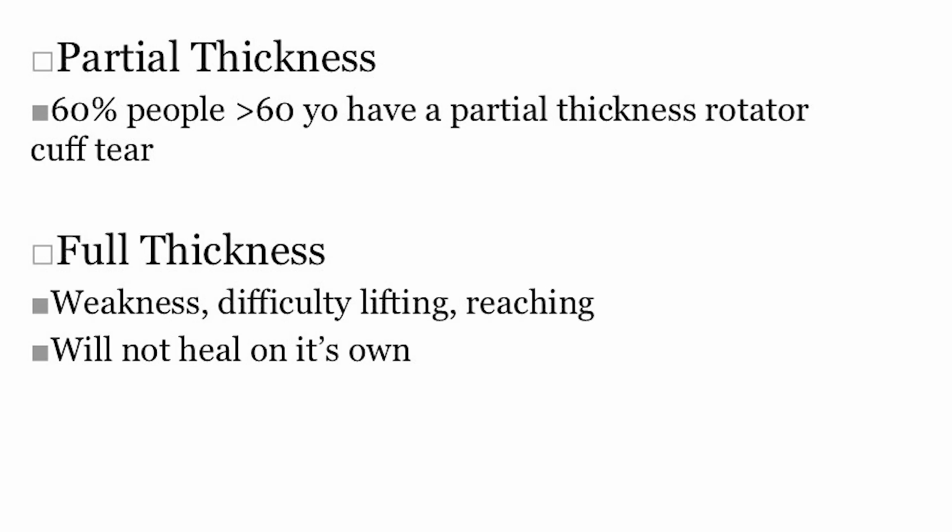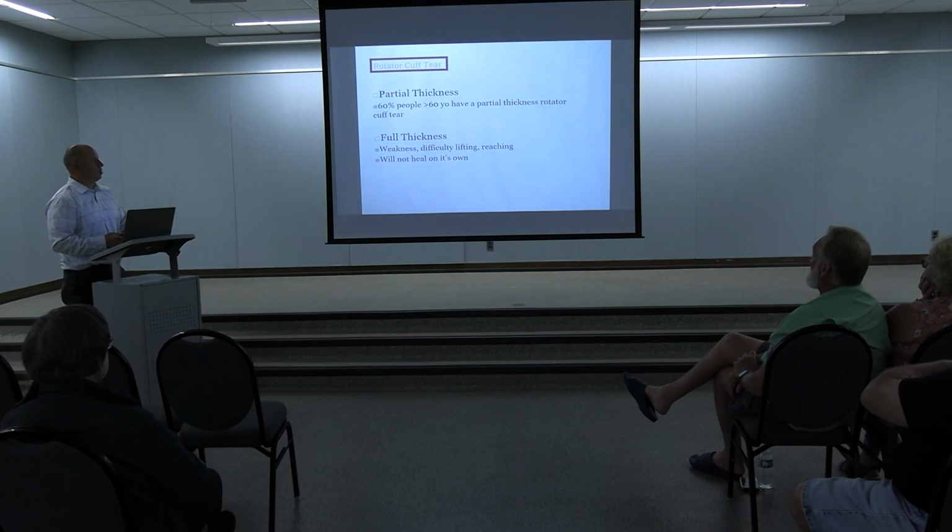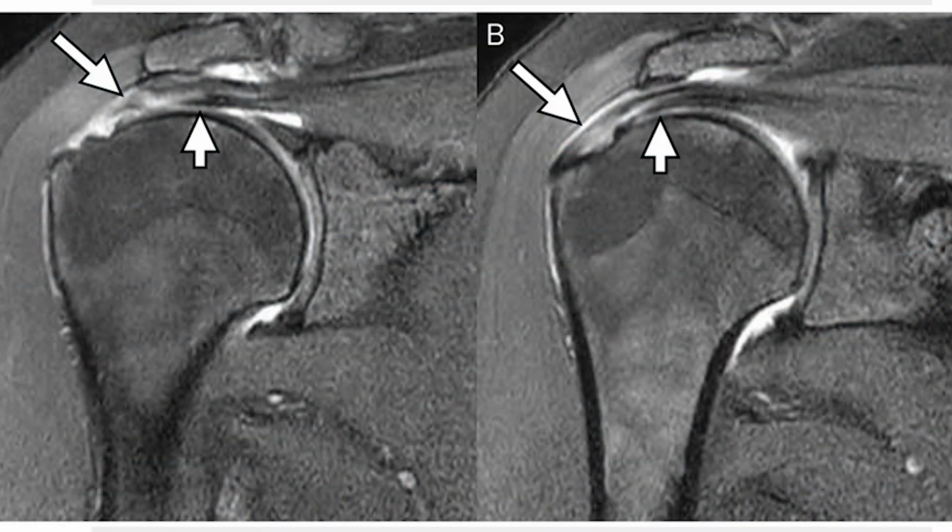Oftentimes, partial thickness tears go hand in hand with advanced tendinitis. So those two terms can be used relatively interchangeably. And then you have full thickness tears. Those can result in weakness of the shoulder, difficulty lifting and reaching, difficulty with overhead activities, pain at night, difficulty sleeping. When you have a full thickness tear, the chances of that healing on its own is relatively minimal.